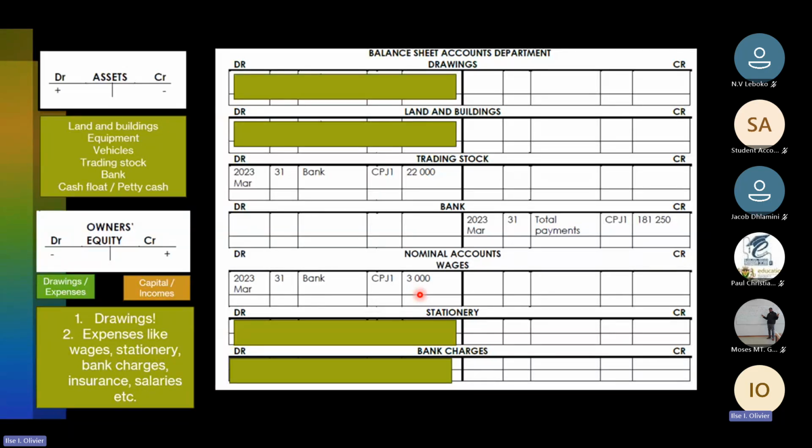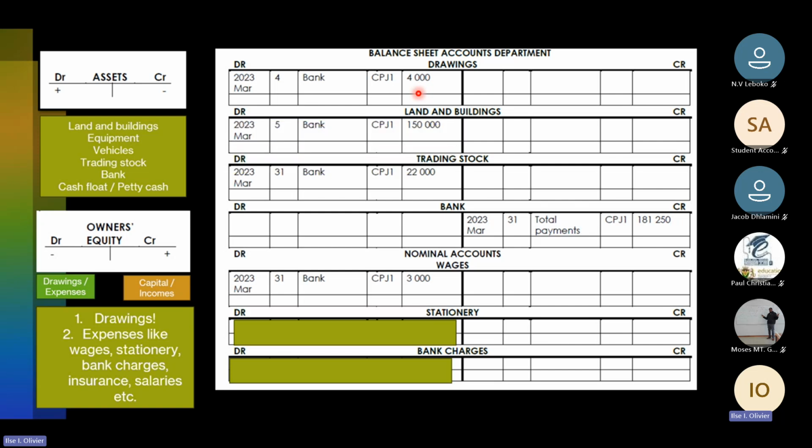Now we get to our sundry accounts. Remember, sundry accounts do not happen often, so we posted on the day that it happened. The first one was our drawings. Again, 2023 March, on the 4th, because that was the day the transaction happened. Again, bank, because bank was credited, so that drawings can be debited. CPJ1, and the amount was 4,000 Rand.